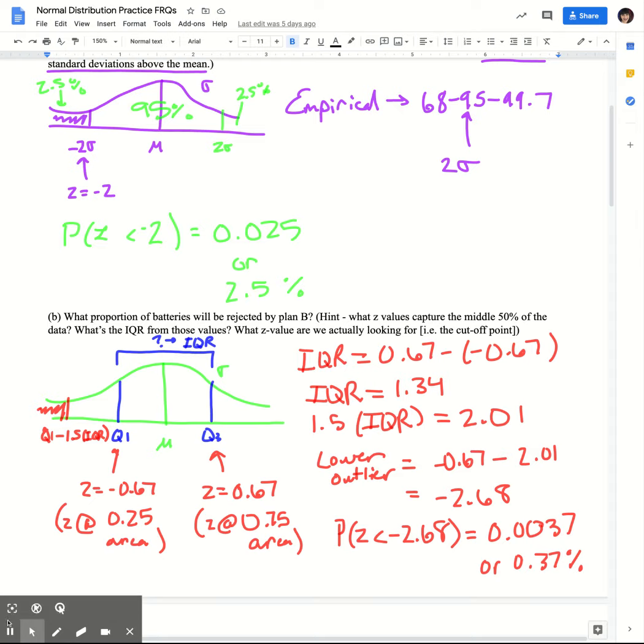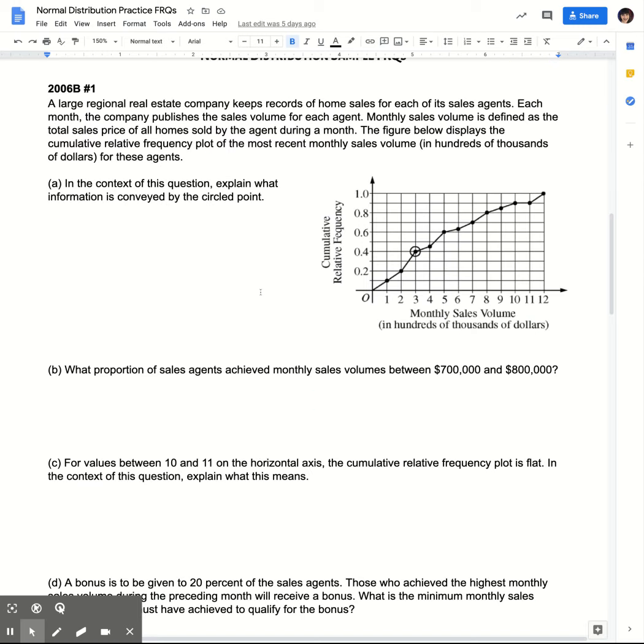All right, so give me a sec to clear my screen off and then we're going to look at another FRQ. All right, y'all, so here is our next FRQ. This one deals with a cumulative relative frequency graph. So all of these questions are going to be more about cumulative relative frequency and percentiles.